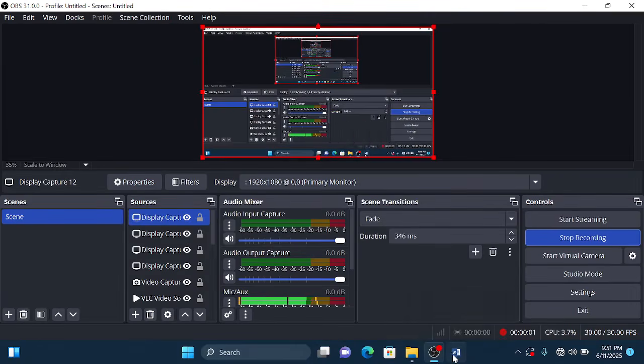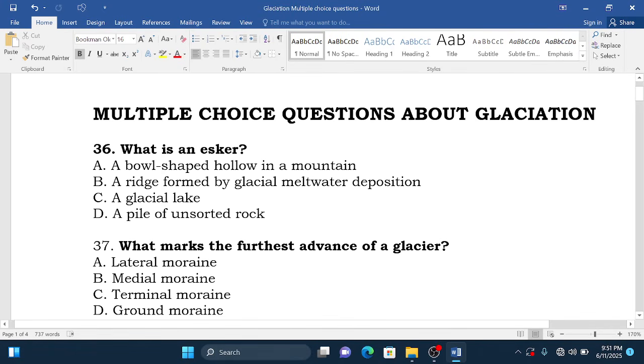I welcome you again to this episode of Physical Geography, where today I come up with different multiple choice questions relating to glaciation. Let's start with question number 36. Remember that in the previous episode we stopped at 35. Question 36 is asking, what is an esker?